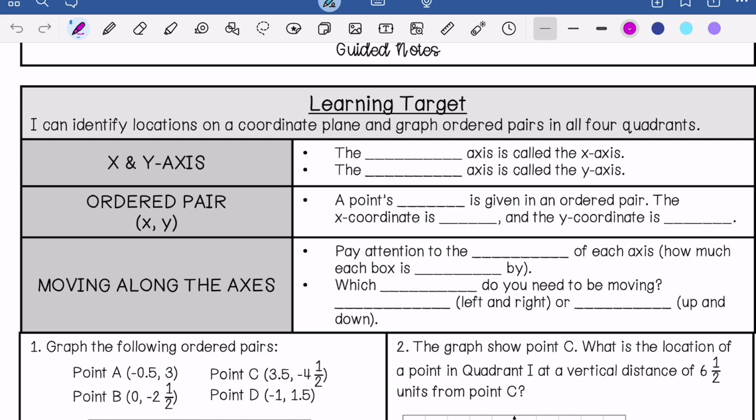The horizontal axis is called the x-axis. Horizontal is side to side. The vertical axis is called the y-axis. An ordered pair is a point's location, and the x-coordinate is listed first, and the y-coordinate is listed last.